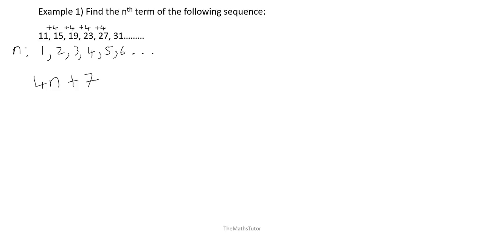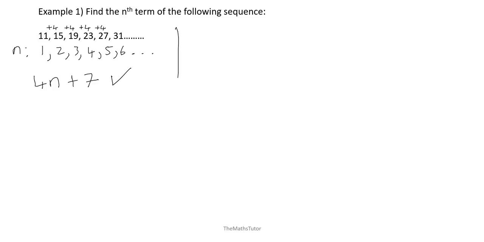So you set n equal to 2, this gives you 4 times 2, which is 8, and then 8 plus 7 is 15. 4 times 3 is 12, add 7 is 19. 4 times 4 is 16, add 7 gives you your 23, and so on. So you know this to be correct.